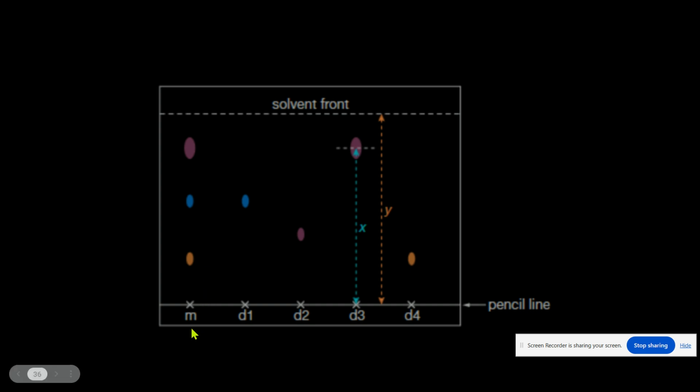D1 is simply the blue dye. D2 is the purple dye. D3 is another type of purple dye. D4 is the orange dye. So you mark the dye here, and M is just a commercial food coloring that we're going to dissect.